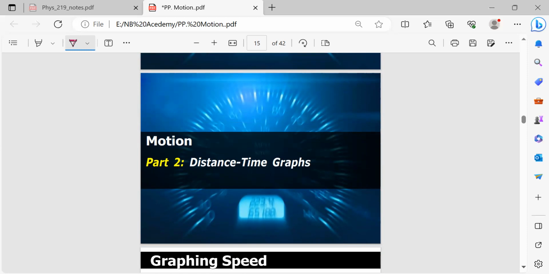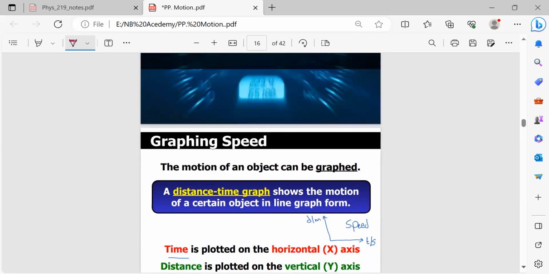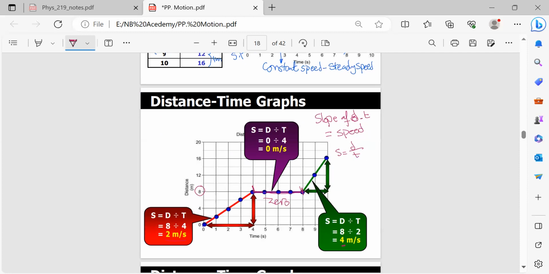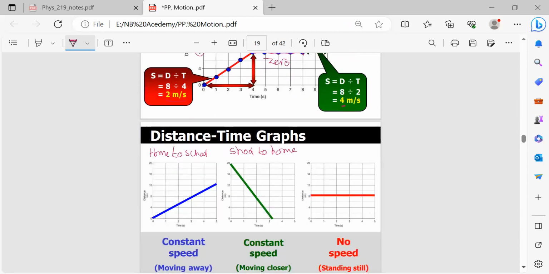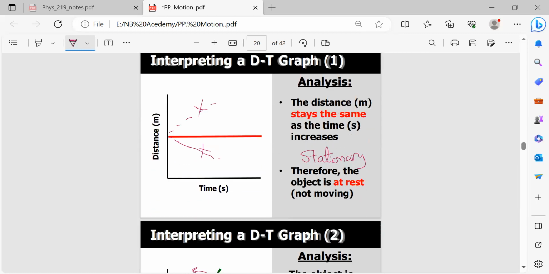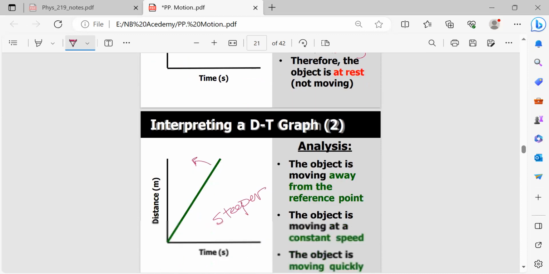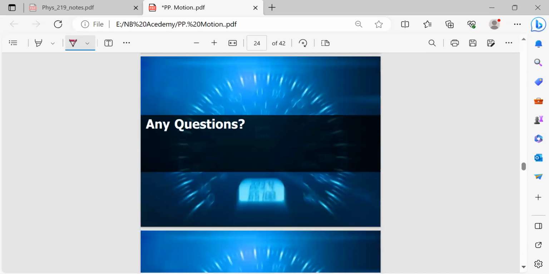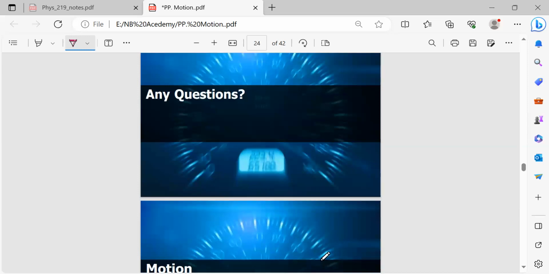We also talked about distance time graphs, how to graph speed, how to interpret distance time graphs, how to find speed from a distance time graph, how to describe the motion, and how to analyze a distance time graph. I hope everything was clear. Thank you. See you.